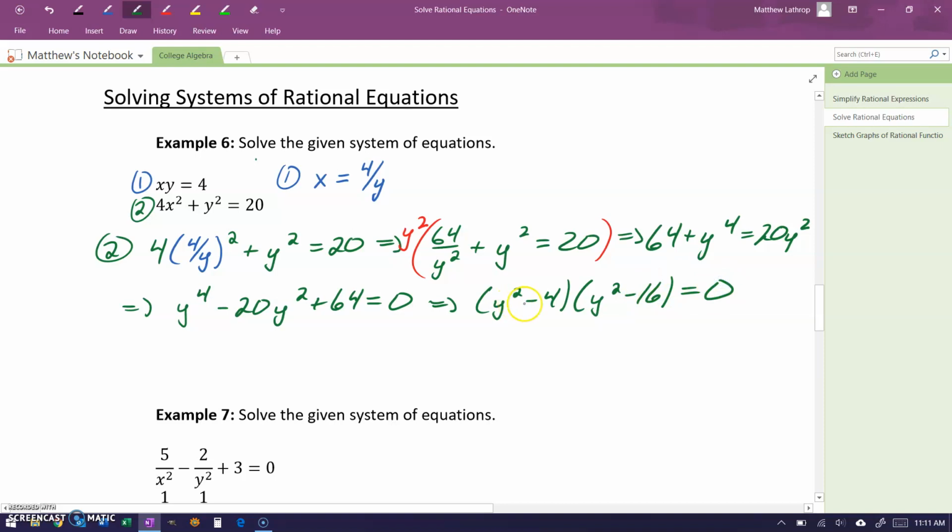We'll need to look at solutions for y squared minus 4 equal to 0 and y squared minus 16 is equal to 0. But each of those can actually factor one more step using difference of squares into y minus 2 times y plus 2, and y minus 4 times y plus 4. Meaning that in the end we have 4 different solutions for y. y can be equal to either plus or minus 2 or plus or minus 4.